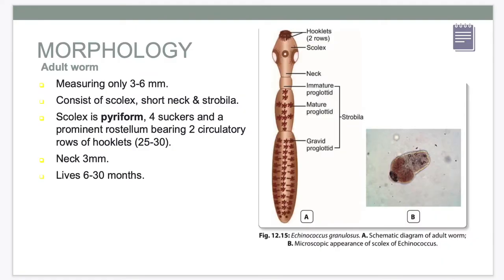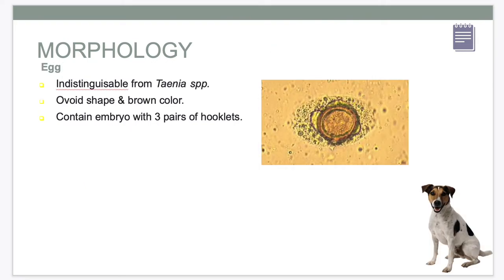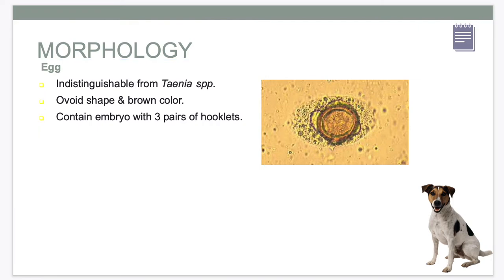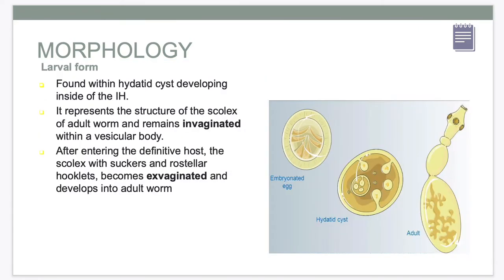So the adult worm, no, they measure only 3 to 6 millimeters, and they consist of a scolex, a short neck, and a strobila. The scolex is pyriform with 4 suckers and a prominent rostellum bearing 2 circular rows of hooklets, and a 3 millimeter neck, and they live 6 to 30 months. The egg is indistinguishable from Taenia species. They're ovoid in shape and color, and they contain an embryo with 3 pairs of hooklets.